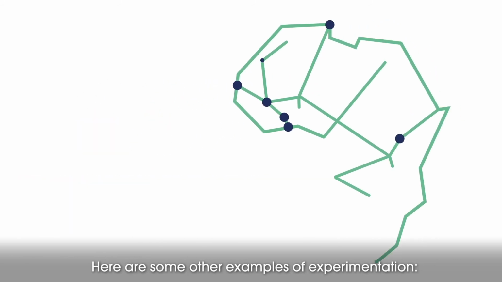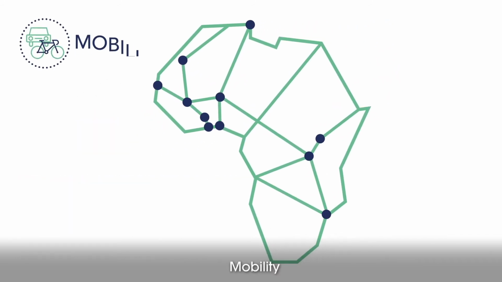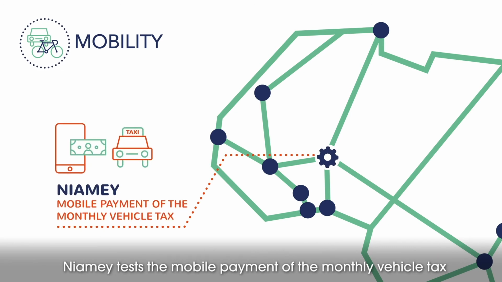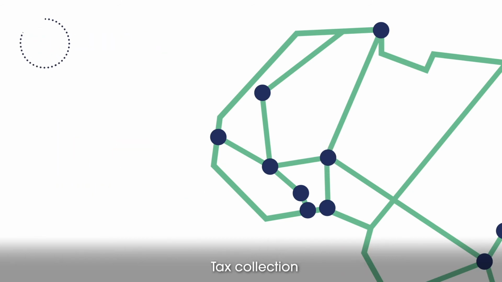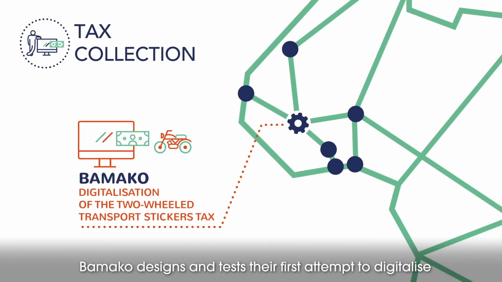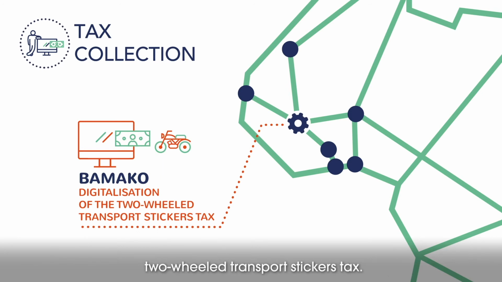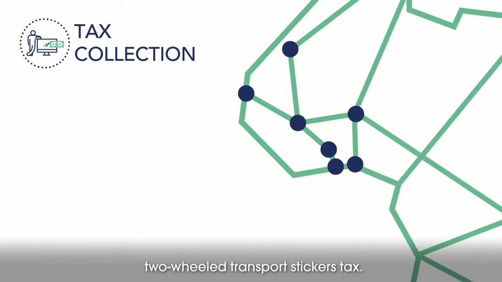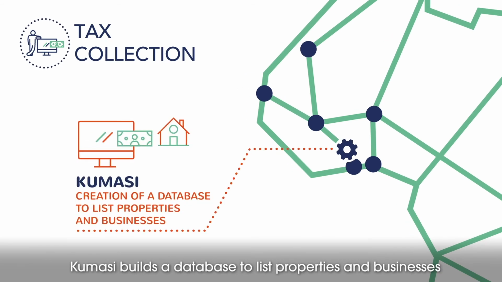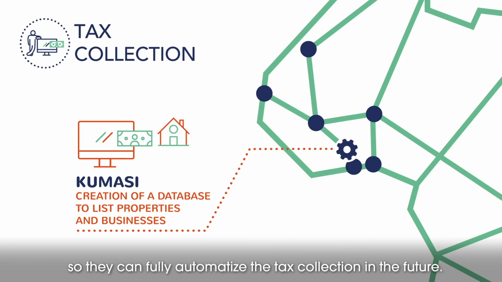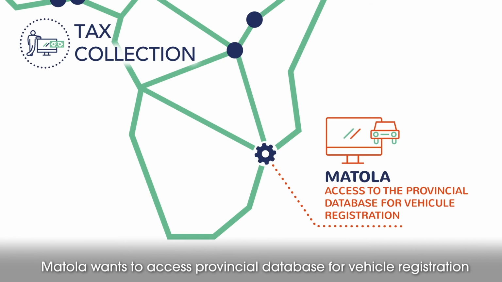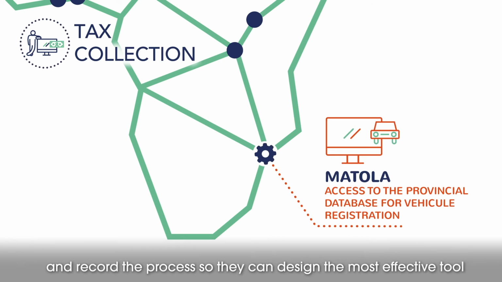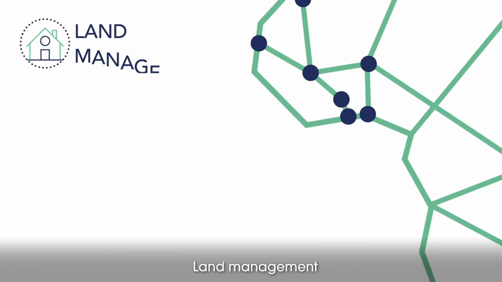Here are some examples of experimentation. Mobility. Niamey tests the mobile payment of the monthly vehicle tax with a limited number of taxi drivers. Tax collection. Bamako designs and tests their first attempt to digitalize two-wheeled transport stickers tax. Kumasi builds a database to list properties and businesses so they can fully automate the tax collection in the future. Matola wants to access provincial database for vehicle registration and record the process so they can design the most effective tool for tax management.